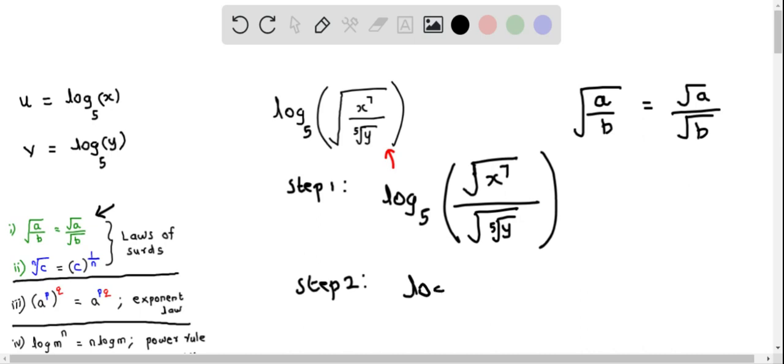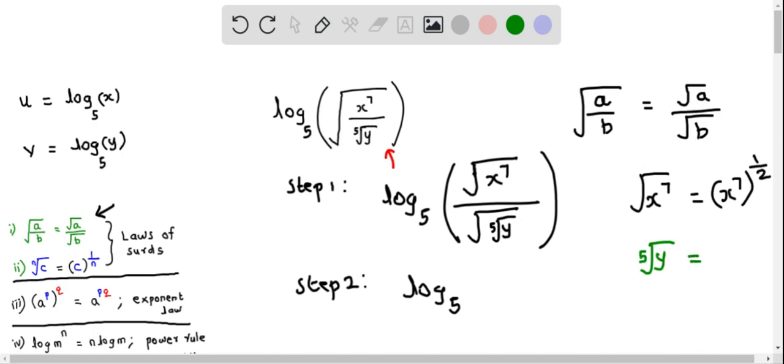We have log to the base 5. This x we have under the root of x power 7. This could be written as x power 7 raised to the power of 1 by 2, because under the root is usually considered as square root. And similarly, we can rewrite this fifth root of y. This is equivalent to, using this law, the law of thirds, y raised to the power of 1 by 5.